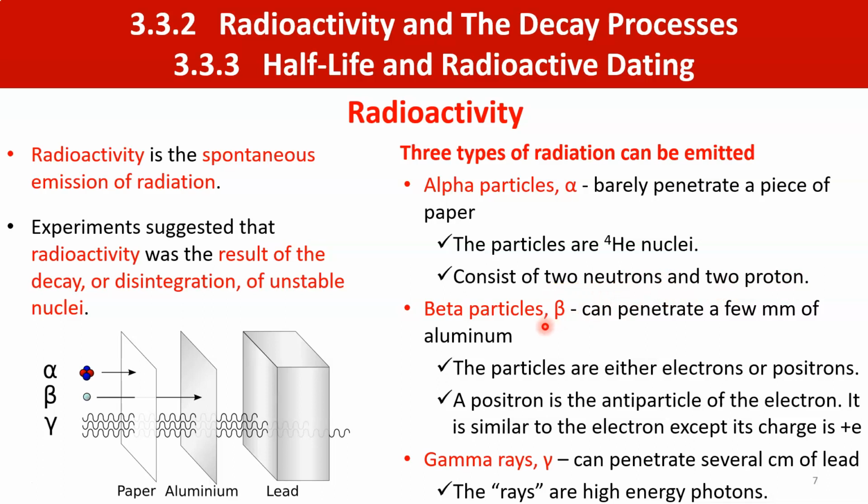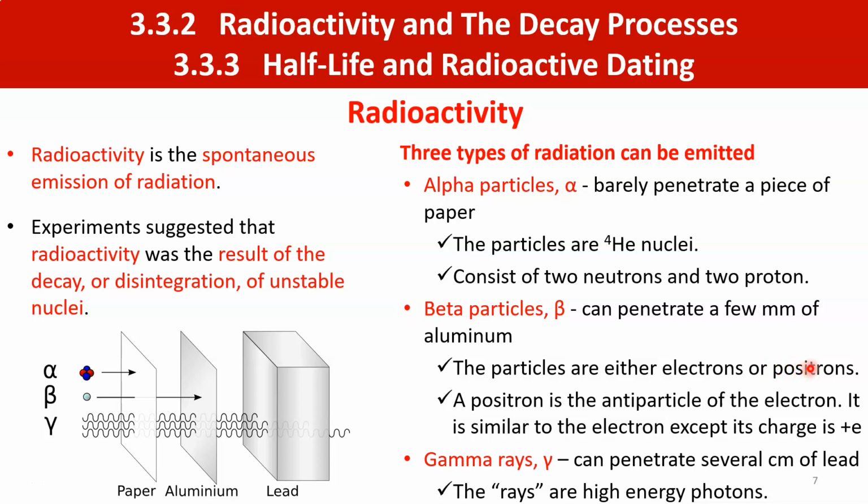The second one is the beta particle. Beta can penetrate a few millimeters of aluminium. The particles are either electrons or positrons. A positron is actually a positive electron.